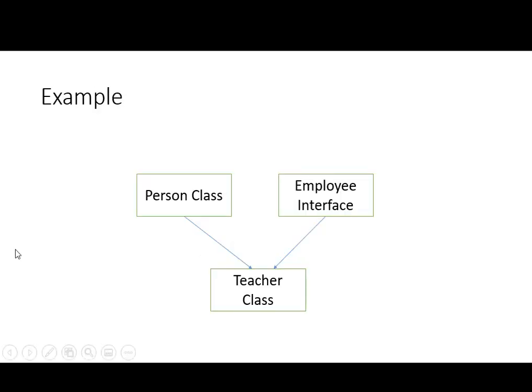So now we have an example. In this example, what we have is a person class. We're going to create a person class that you can consider as a base class. It will contain some base properties for a particular person. Then we're going to have an interface for an employee, and this interface will contain some abstract methods, some incomplete methods that will be completed by the class which will implement this interface.